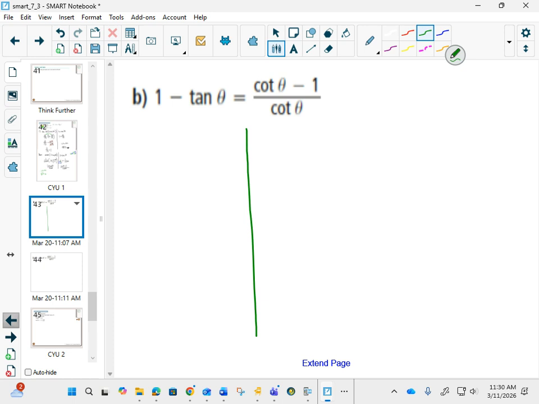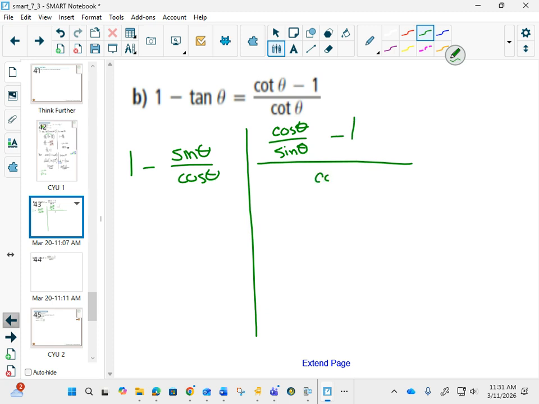Okay? So I can change tan to sine theta over cos theta. I can change cotangent to cos theta over sine theta. Then after you've changed everything to sine and cosine, now you want a single fraction. Now it's all fraction work. Can you get a single fraction on both sides?